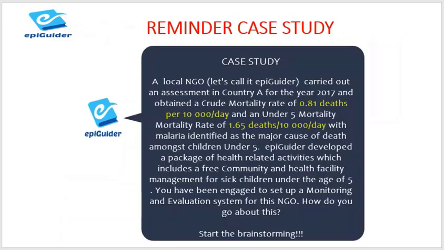Let's now have a quick reminder of our case study. A local NGO, EpiGuider, carried out an assessment in country A for the year 2017 and obtained a crude mortality rate of about 0.8 deaths per 10,000 per day and an under 5 mortality rate of 1.65 deaths per 10,000 per day, and identified malaria as a major cause of death among children under 5.